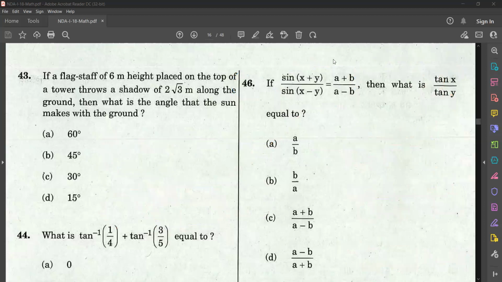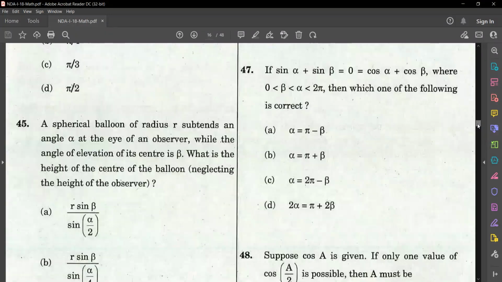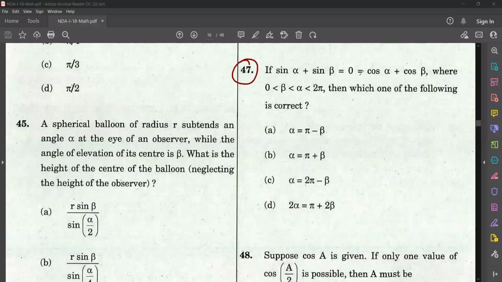Go to the next question. Question number 47. If sin alpha plus sin beta is equal to 0, which is equal to cos alpha plus cos beta, where 0 is less than beta less than alpha less than 2 pi, then which one of the following is correct?